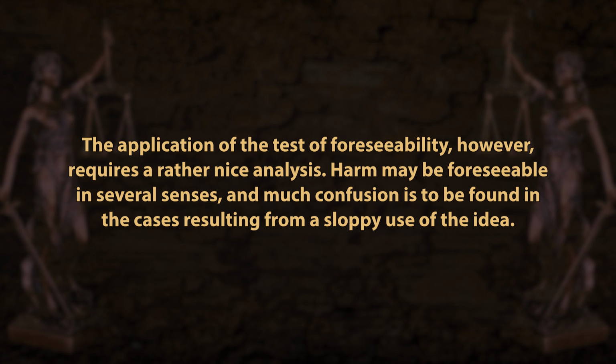Now, coming on to the conclusion, the application of the test of foreseeability, however, requires a rather nice analysis. Harm may be foreseeable in several senses, and much confusion is to be found in the cases resulting from a sloppy use of the idea. In the first place, the particular injury or damage may be foreseeable in the sense that not only the exact person injured was foreseen to have been exposed to the risk, but the precise manner in which the injury happened was to be reasonably apprehended. Again, while the exact way in which the injury occurred may not be foreseeable, the general type of injury may be reasonably foreseeable, as well as the general class of persons threatened.